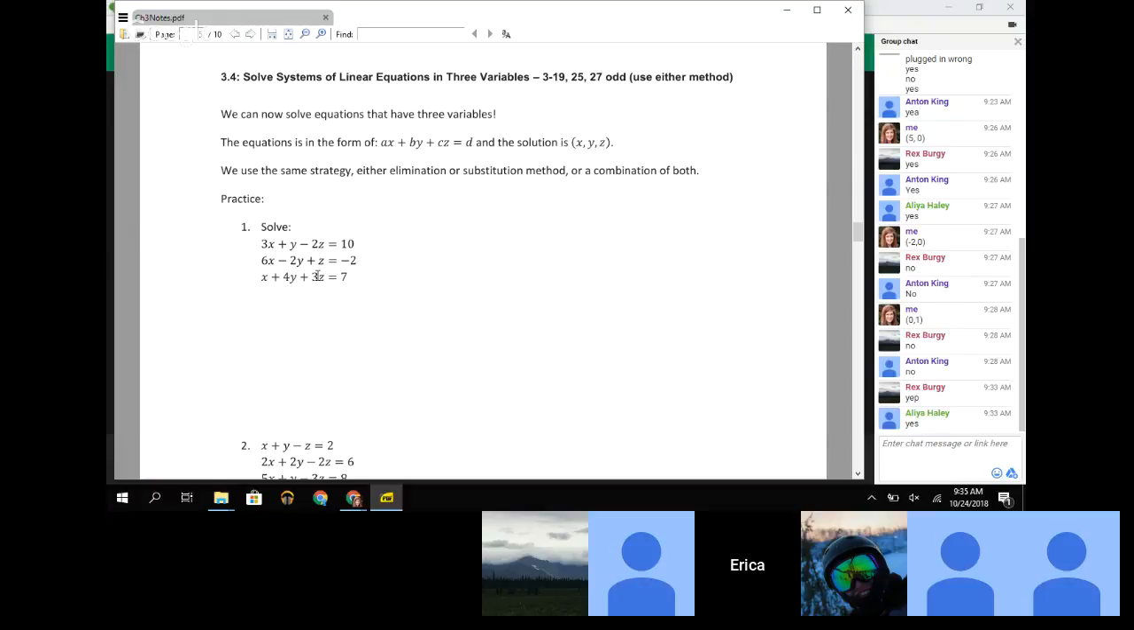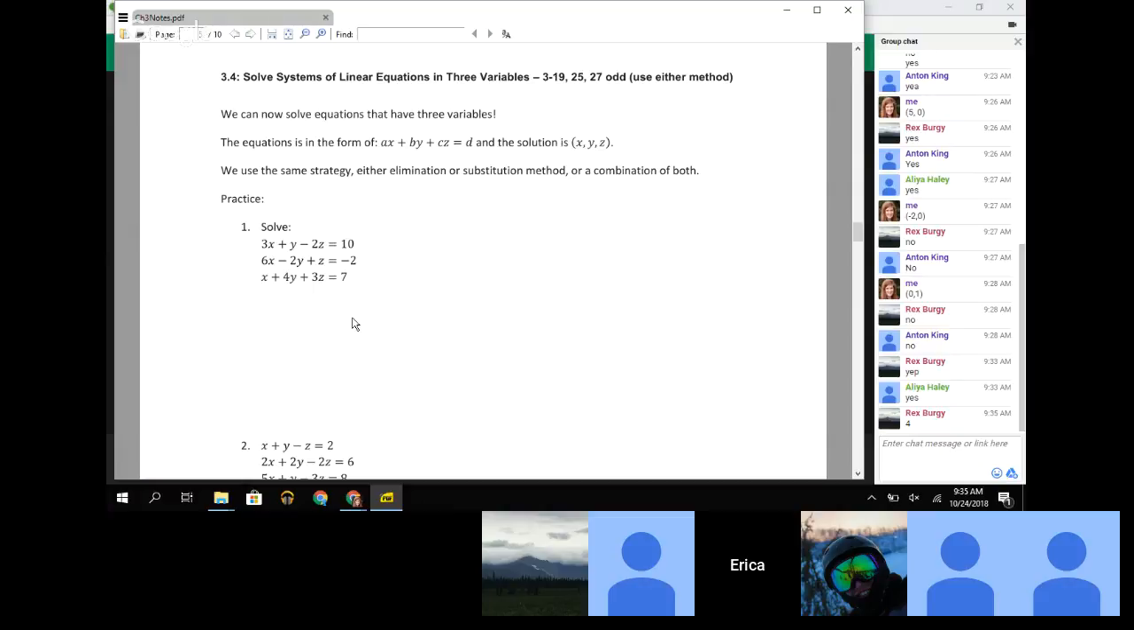If you have two variables, x and y, and you want to be able to solve, you have to have at least two equations. If you have x, y, and z, three variables, you have to have three equations. If you had w, x, y, and z, four variables, guess how many equations you would have to have? You would have to have four equations to be able to solve that. So we want to be able to solve these types of equations.